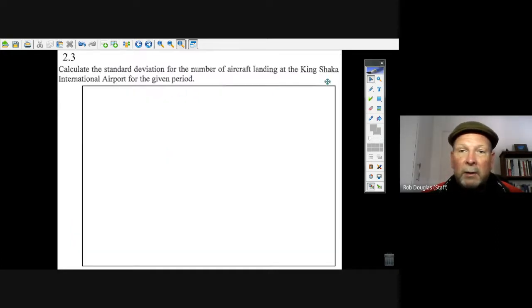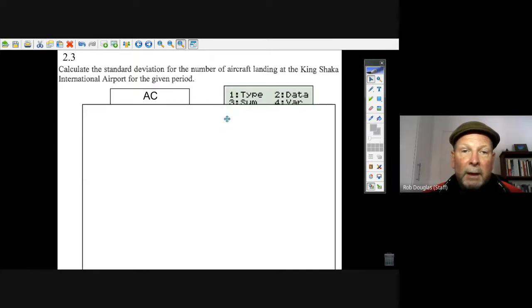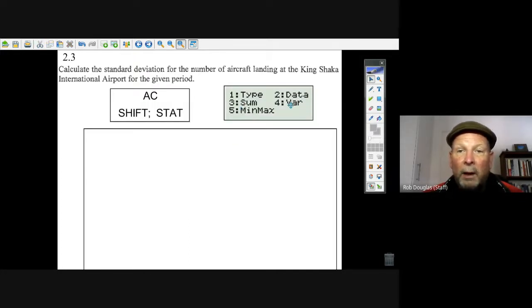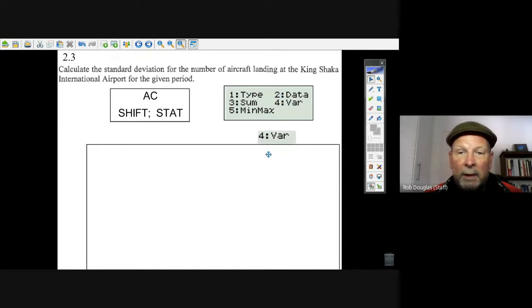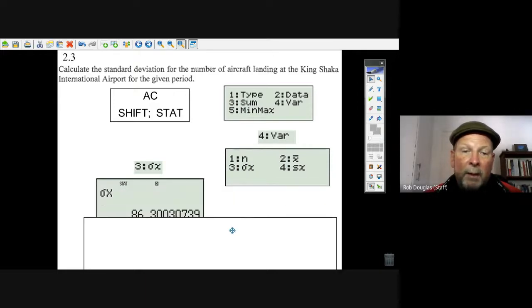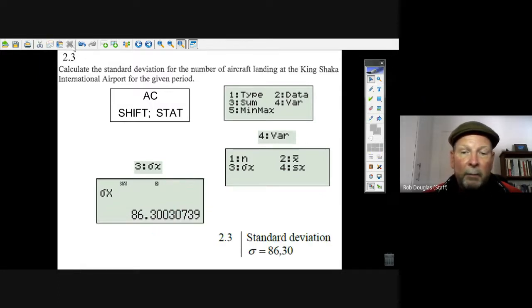There isn't much to do because you just press AC, then shift stat, and out will come this same menu, right? And you just do the same thing. We're going variance, but now standard deviation. This is a standard deviation, but a different type. We need number 3. Number 3, just remember that. You hit 3 and then hit equals, and look at that. Our answer just pops right out.